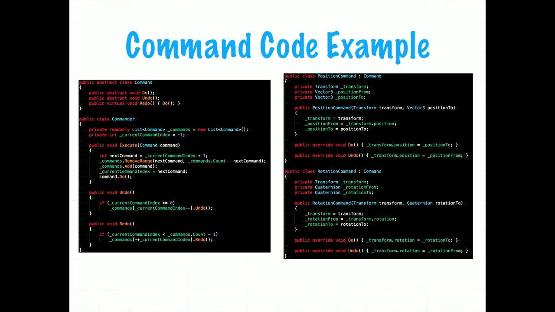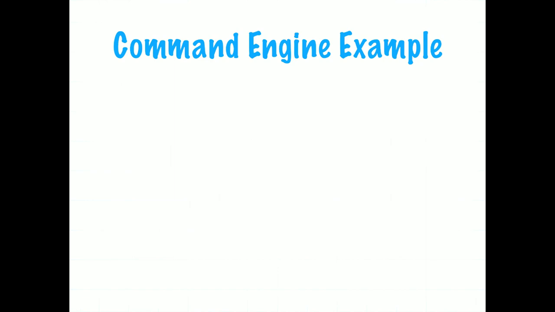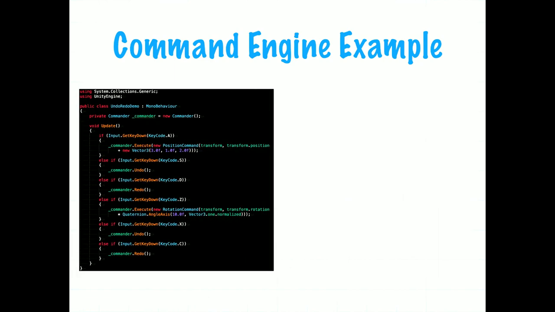All right, we're still doing all right. So what does this look like in practice? Here we go. We're going to have six cases, an example with a keyboard on the screen. A will execute a command, S will undo it, D will redo it, and likewise X, C, and Z will do a rotation version of this position.